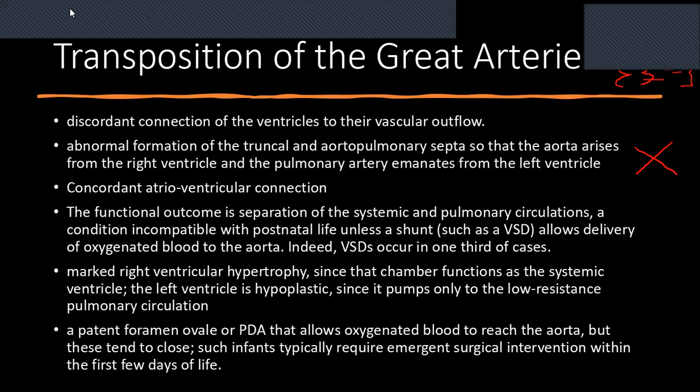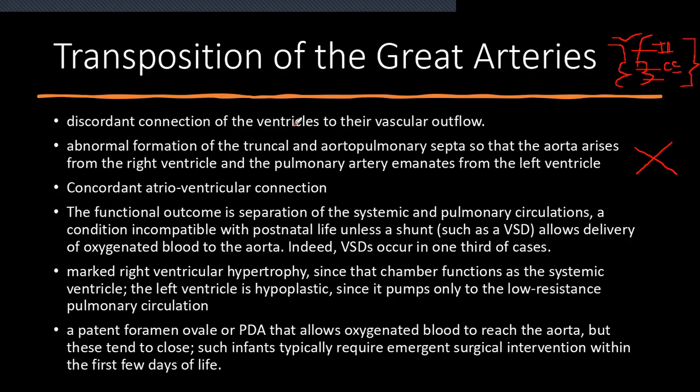But failure of the spiraling, so non-spiraling conotruncal septation, will lead to the transposition of the great arteries. In that case, the pulmonary trunk will originate from the left ventricle, and the aorta will originate from the right ventricle. That is the transposition of the great arteries. But the atrioventricular connection is concordant: the right atrium will drain to the right ventricle, the left atrium will drain into the left ventricle.